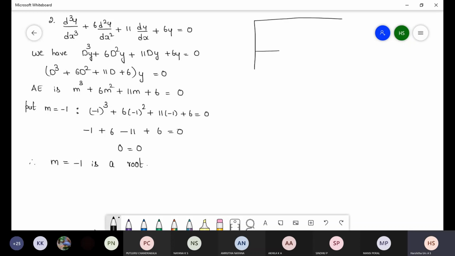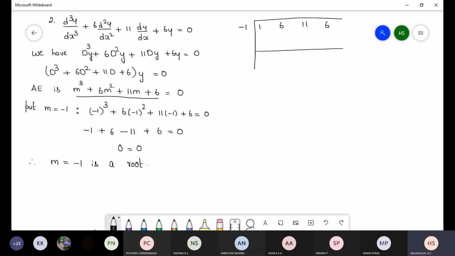I will show how we will find the synthetic division. First I will write the root here, the root for which the equation is satisfied, that is -1. Next I write the coefficients of the auxiliary equation. Coefficient of m cube is 1, coefficient of m square is 6, coefficient of m is 11, and the last one is the constant term, that is 6, as it is.